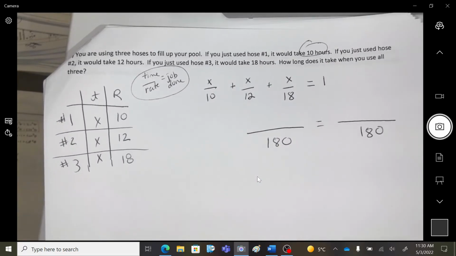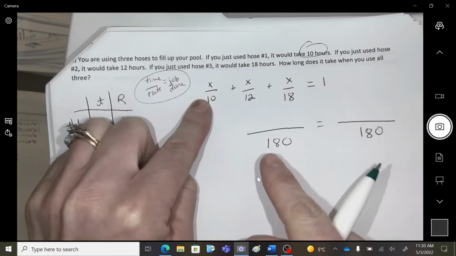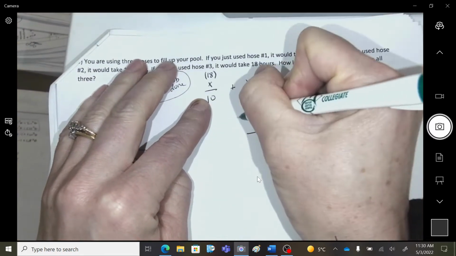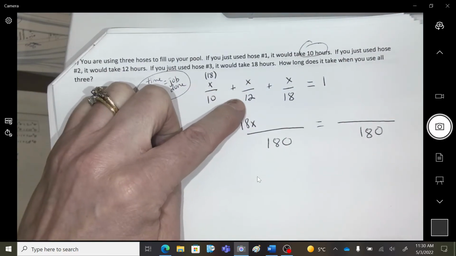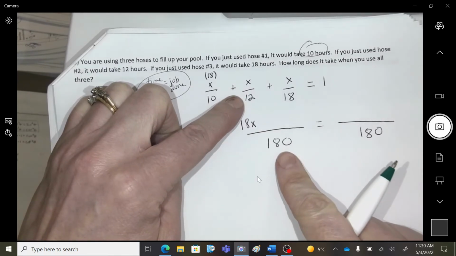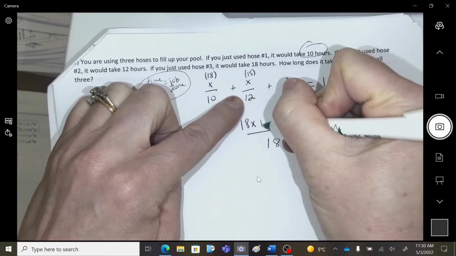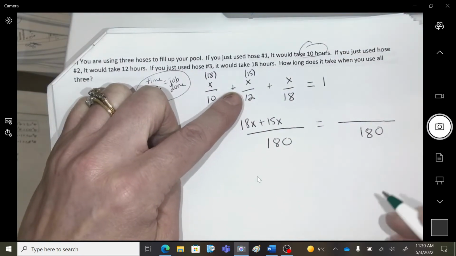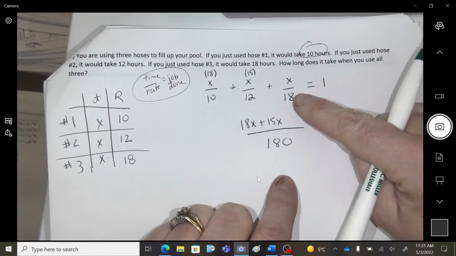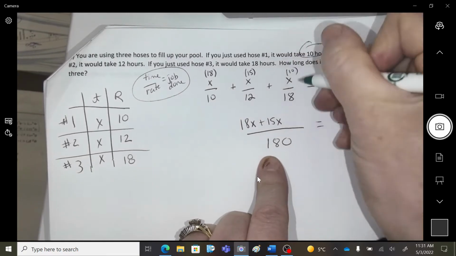Okay, ready? Look at the 10, look at the 180. What did you do? Times 18. So 18x now. What do you have to do to 12 to turn it into 180? Times it by 15. So 15x. What are you going to have to do to 18 to turn it into 180? Times it by 10.